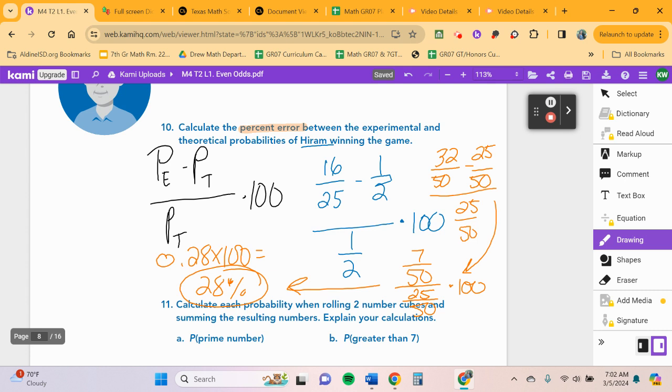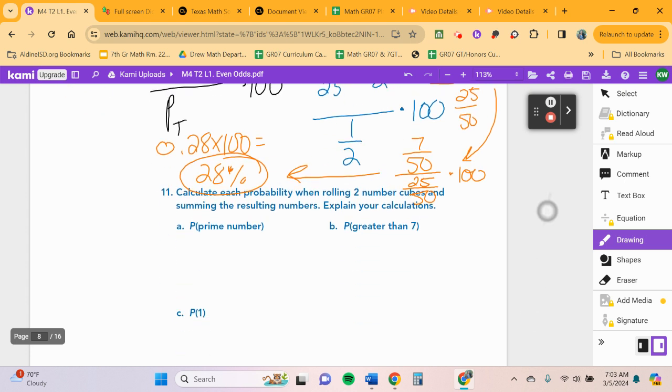Alrighty, I paused and skipped a couple steps, but here's your final answer. When you subtract 32 minus 25 fiftieths, you get 7 fiftieths, and you divide 7 fiftieths by 25 fiftieths, which is essentially 7 divided by 25. Turning that into a percentage by multiplying by 100, you get 28%. So we can see that the experimental probability of Haram winning was 28% more than what we predicted with our theoretical.